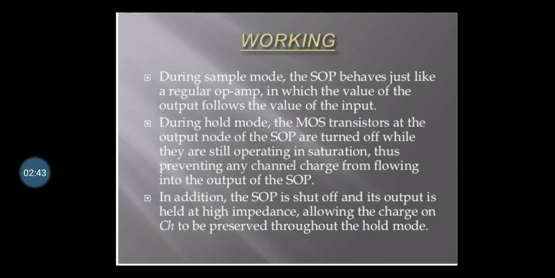Working during the sample mode, the SOP behaves just like a regular op amp, in which the value of the output follows the value of the input. During hold mode, the MOS transistors at the output node of the SOP are turned off while they are still operating in saturation, thus preventing any channel charge from flowing into the output of the SOP. In addition, the SOP is shut off and its output is held at high impedance, allowing the charge on CH to be preserved throughout the hold mode.